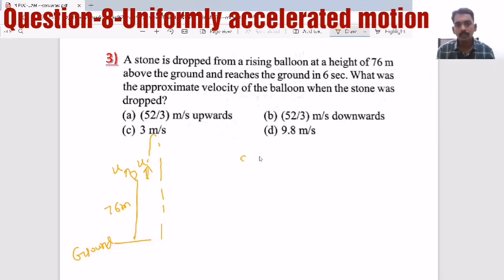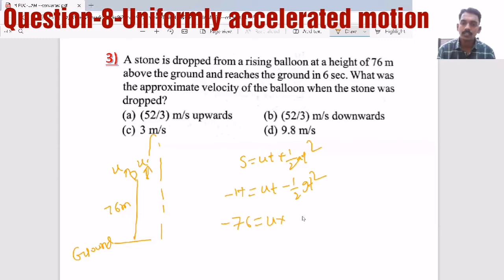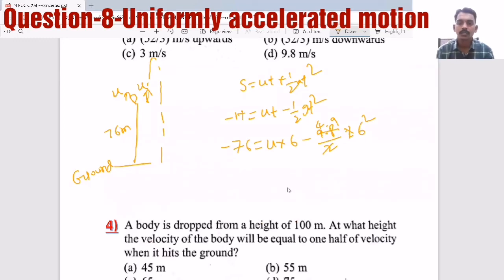As I said, s equal to ut plus half at square. Now s means minus h, equal to ut minus half gt square. So minus 76 equal to u into t, where t is 6 seconds, minus g by 2, that is 9.8 by 2, into 6 square. So this is 4.9. Now here we got the quadratic equation.